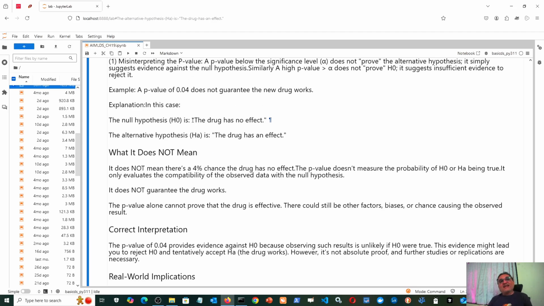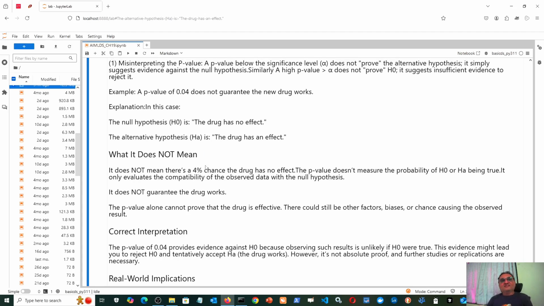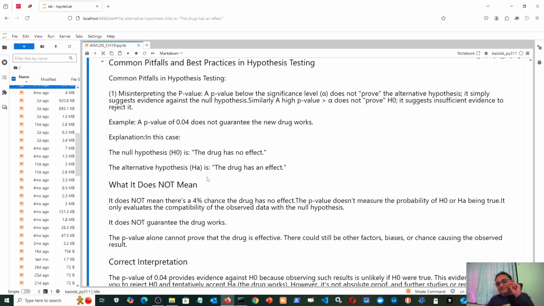So the words accept this hypothesis or accept that hypothesis are not there. Either null hypothesis is rejected or we fail to reject null hypothesis. If our p is less than alpha, null hypothesis is rejected. If p is greater than alpha, we fail to reject null hypothesis. That's all. That is the classic, scientific statistical way of describing things.